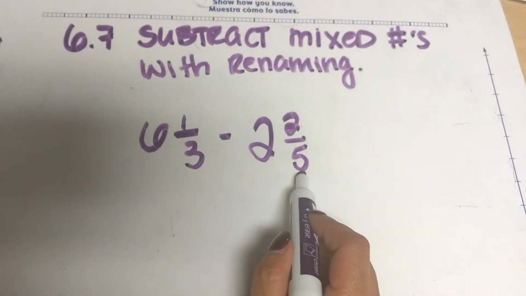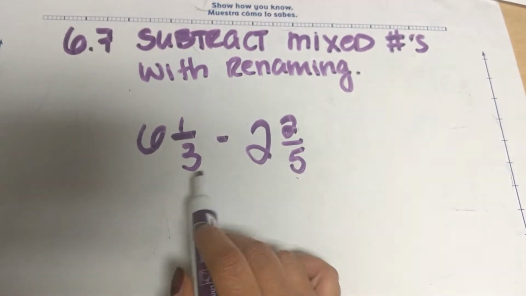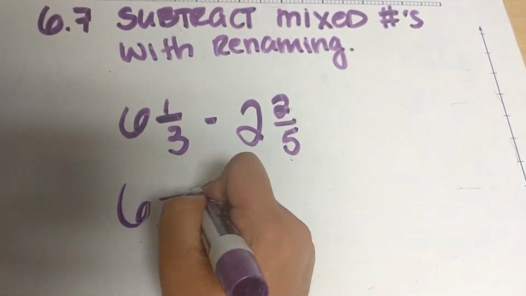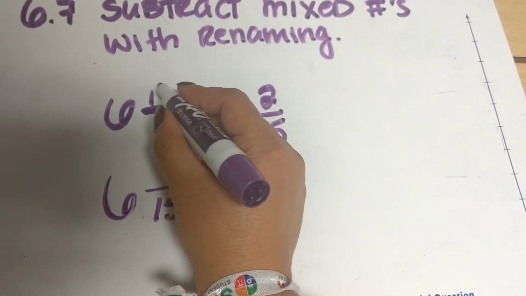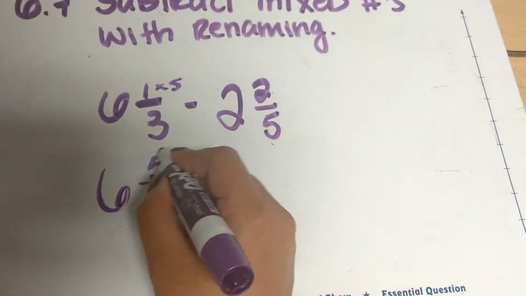you have a 3 and a 5. So you have to find a common denominator, and the least common denominator of 3 and 5 would be 15. So this stays here, 15. So since you did 3 times 5 to get 15, you do the same at the top. So 1 times 5 would be 5.